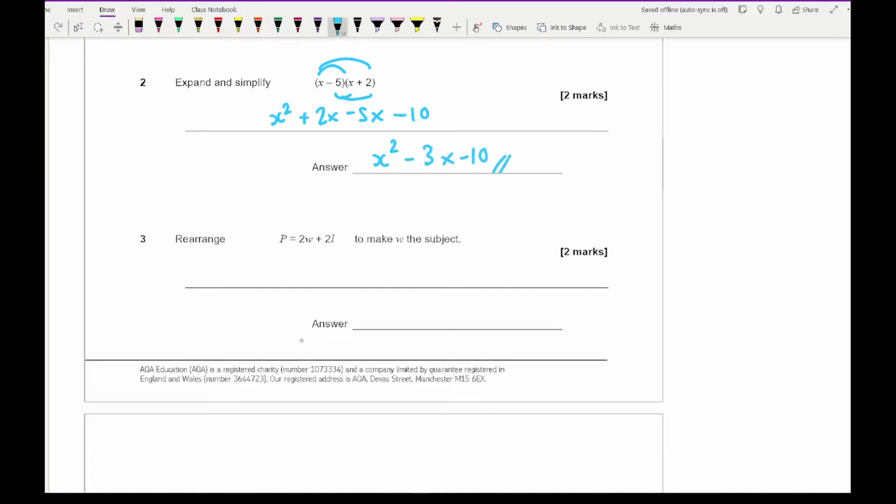Question 3, it says rearrange to make w the subject. So here I've got to get rid of the 2l. So that becomes p minus 2l equals 2w. And then I've got to divide everything by 2. So it becomes w equals p minus 2l all divided by 2. And if you want to, you can put that in brackets.